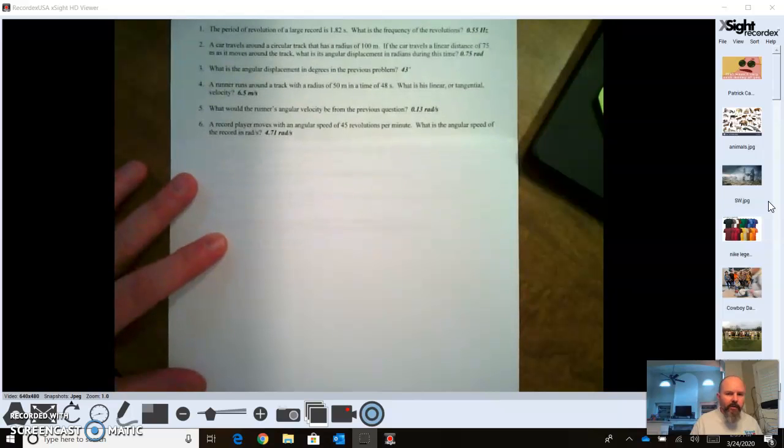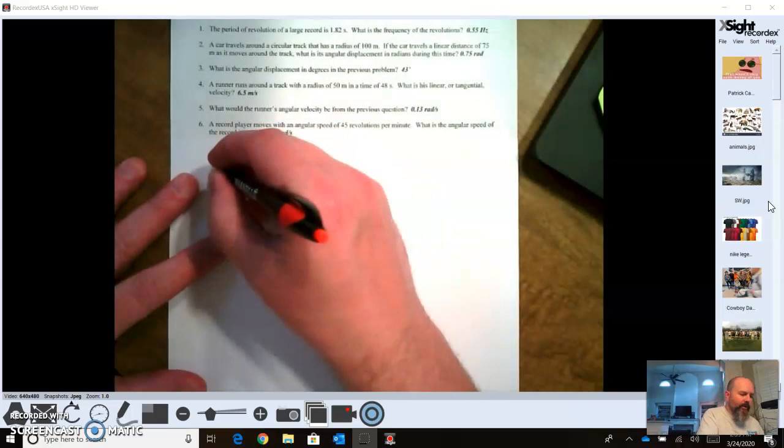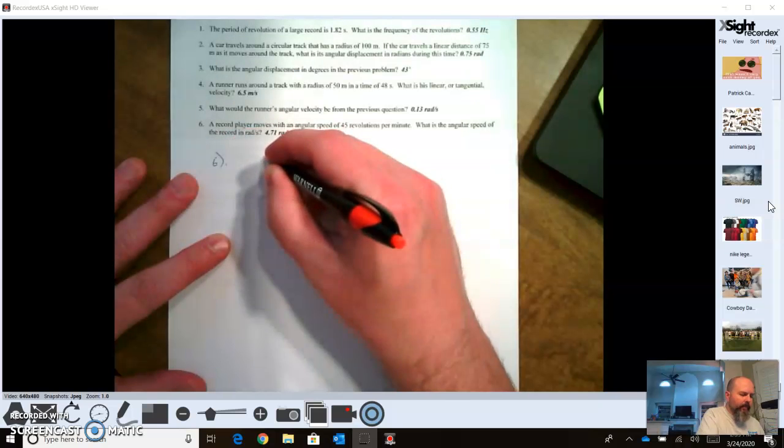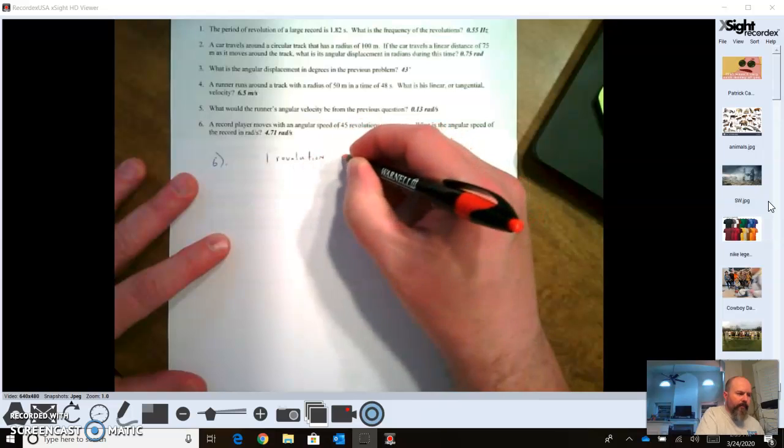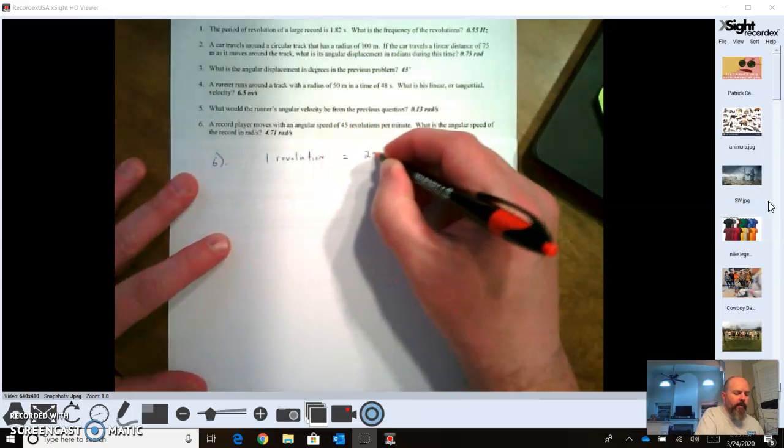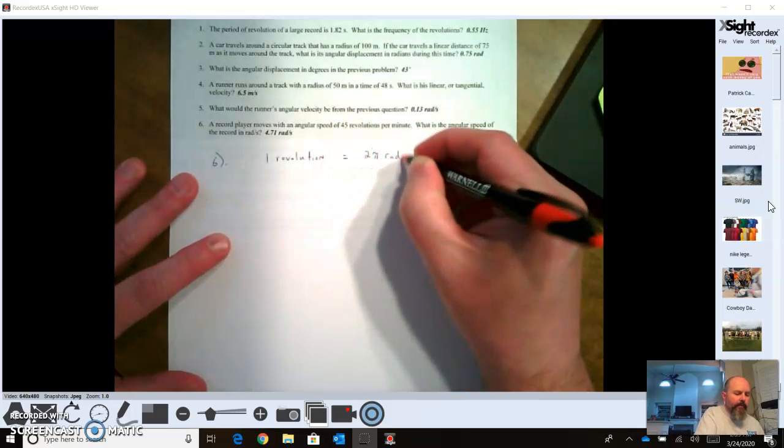Number 6 says, a record player moves with an angular speed of 45 revolutions per minute. What is the angular speed of the record in radians per second? All right, so the first thing we need to do to analyze this question appropriately is look at what a revolution is. So for number 6, we need to say 1 revolution is equal to 2 pi radians.